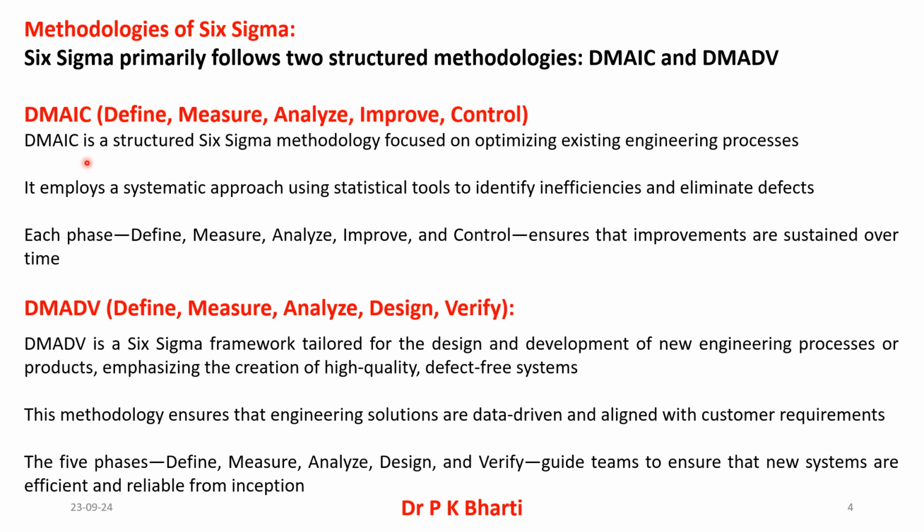DMAIC methodology is a structured Six Sigma methodology focused on optimizing existing engineering processes. DMAIC employs a systematic approach using statistical tools to identify inefficiency and eliminate defects. Each phase, define, measure, analyze, improve, and control, in DMAIC methodology ensures that improvements are sustained over time.